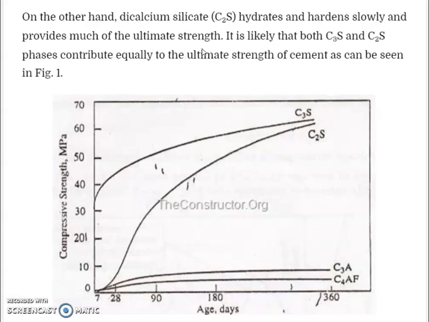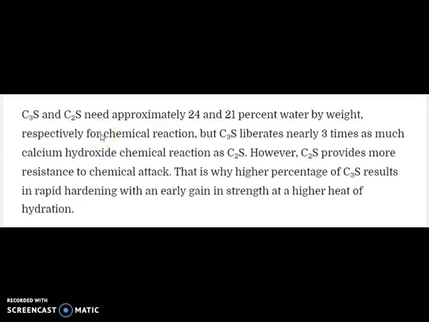It is likely that both C3S and C2S phases contribute equally to the ultimate strength of cement, as can be seen in figure 1. You see these two are mainly contributing to the strength. These two, aluminates and aluminum ferrite, are not actually major contributors to the strength. Tricalcium silicate and dicalcium silicates need approximately 24 to 21% of water by weight.